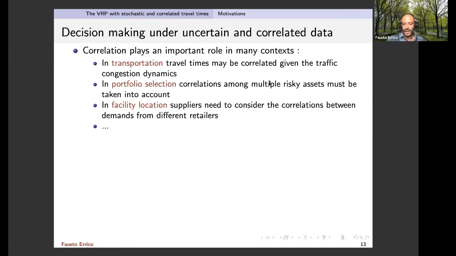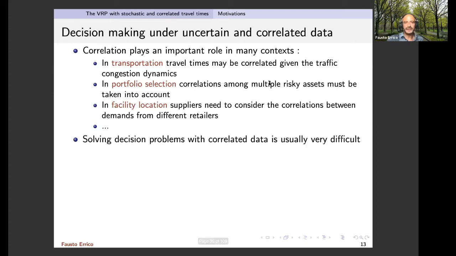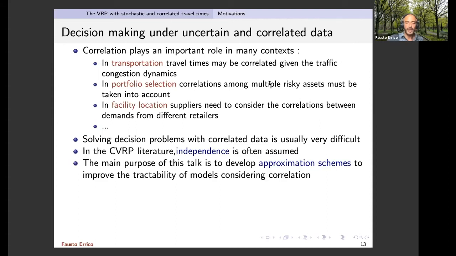Now, what happens is that accounting for correlation, instead of considering demand or stochastic sources as independent, usually brings a much harder problem to solve. So the purpose of this talk is to try to develop an approximation scheme for this kind of problem.